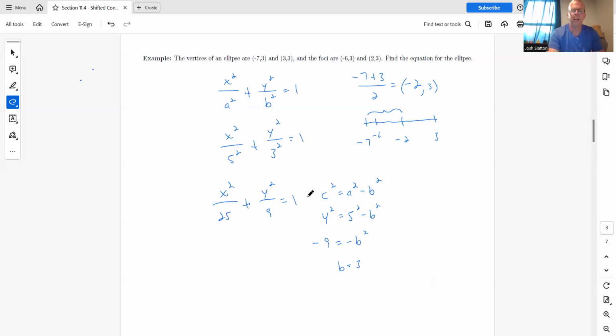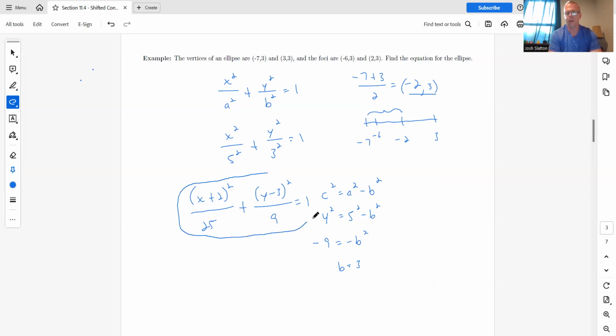Oh, that is not exactly correct, because this would be centered at 0. So we need to fix that. So we already found the center is (-2, 3) up here. So this would actually be x minus -2. So we'll do x plus 2 squared over 25, and then plus y minus 3 squared over 9 equals 1. And that is what it is. So I forgot we had shifted off the center, or off the origin.